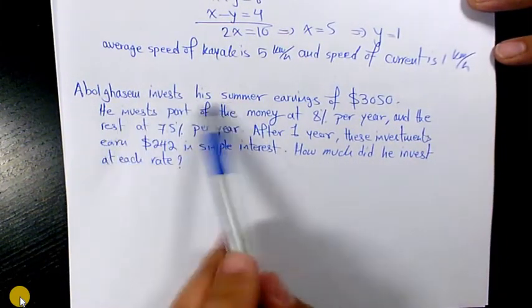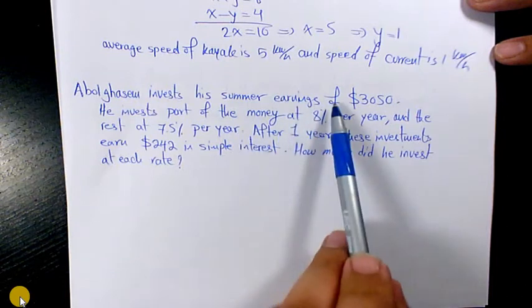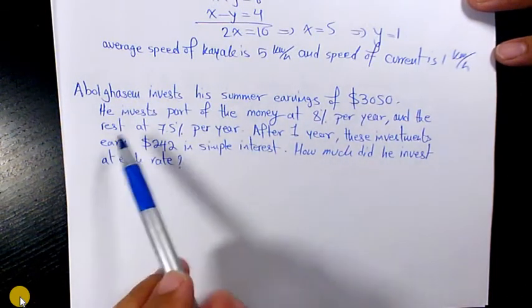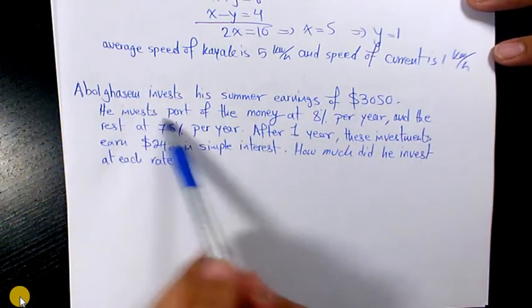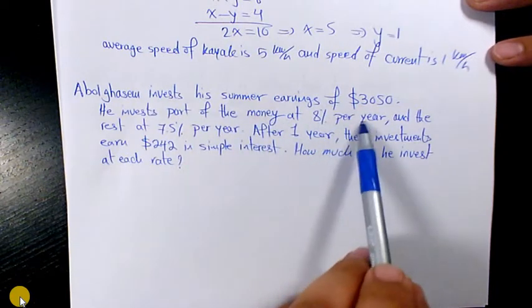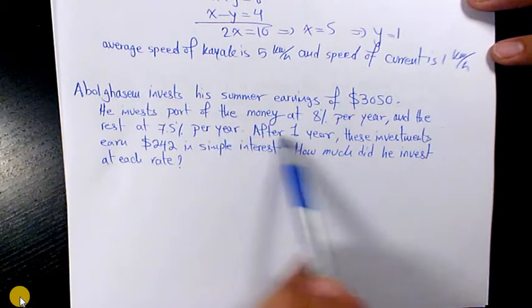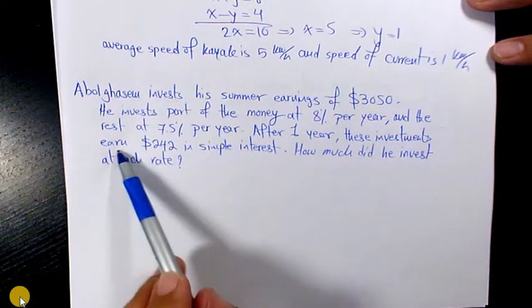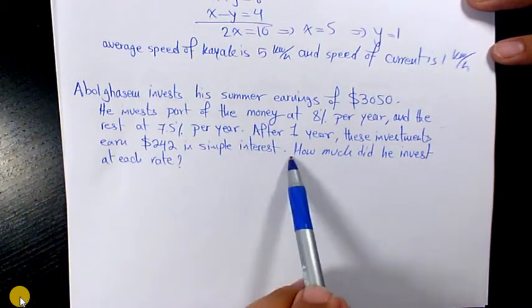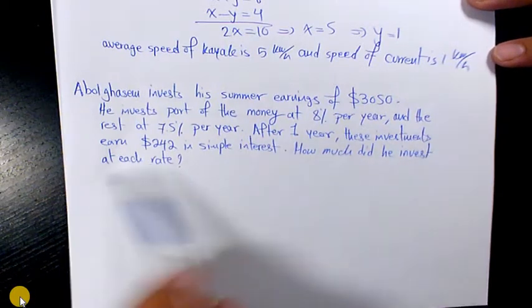Abulghasem invested his summer earnings of $50. He invests part of the money at 8% per year and the rest at 7.5% per year. After 1 year, these investments earned $242 in simple interest. How much did he invest at each rate?